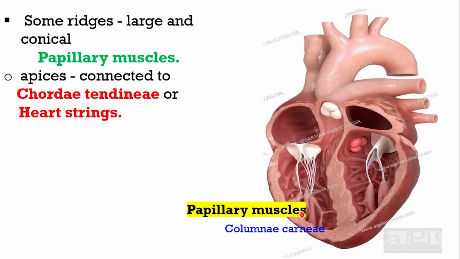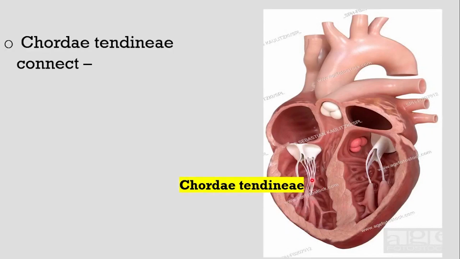The apices of papillary muscles are connected to the heartstrings or chordae tendineae. These are the apices of papillary muscles. They are connected to these white cord-like structures known as chordae tendineae. What is the importance of chordae tendineae? Chordae tendineae are cord-like collagenous processes. They connect the papillary muscles to the tricuspid and bicuspid valves of the heart.